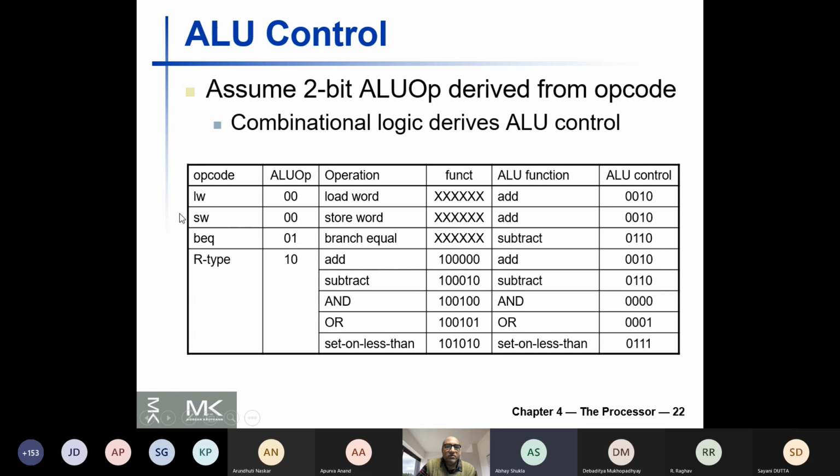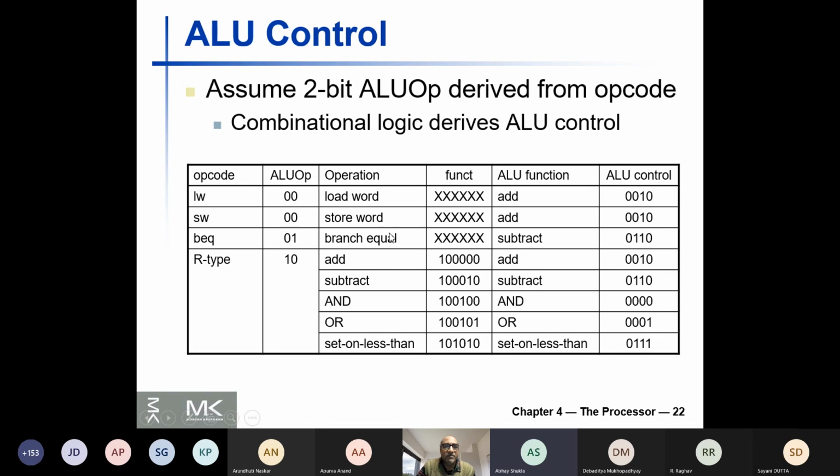Even though load, store, and branch instructions don't have a function field, they still need the ALU to perform something, and that will be known only from the opcode. Therefore, the ALU controller requires inputs from the function field, because for an R-type instruction the opcode will be all zeros, but the variation of operations depends upon the function field. But in the case of load, store, and branch on equal, the function field is of no use at all.